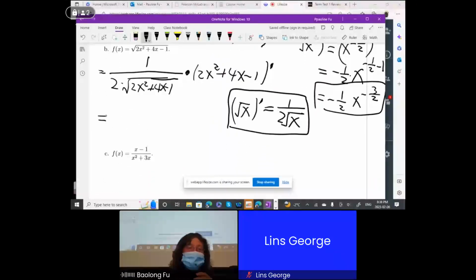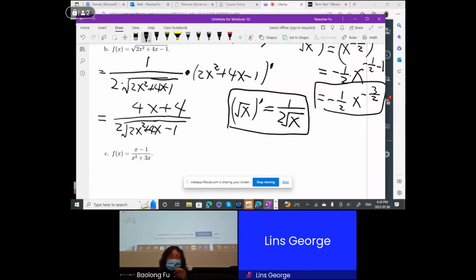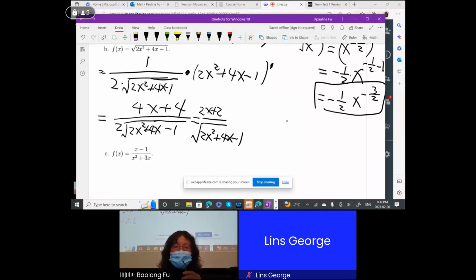And then it equals, this time, you just copy down the denominator. On the top, the derivative, it is 4x plus 4. And that's it, because it says do not simplify. But if you simplify a little bit, that's fine. Both numerator and denominator, you divide by 2. And this is your final answer.